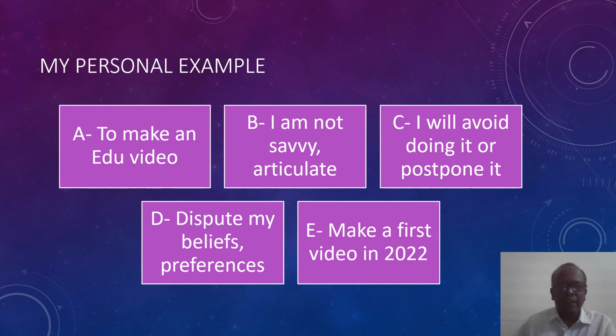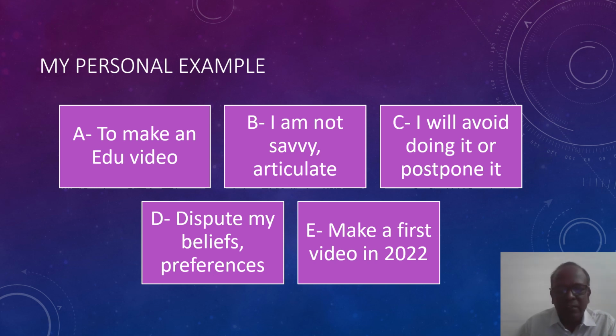So I'll take a personal example from my life. A, in my instance, was an activating event to make an educational video, which was a long-term goal. But my belief was that I am not savvy enough or articulate enough. So the C or the consequence was I will avoid doing it or postpone it. So here I am disputing my belief and preferences, and E involves making a first video in 2022, which I am doing currently.